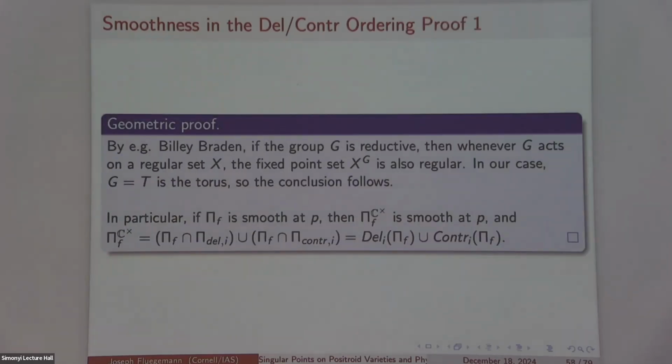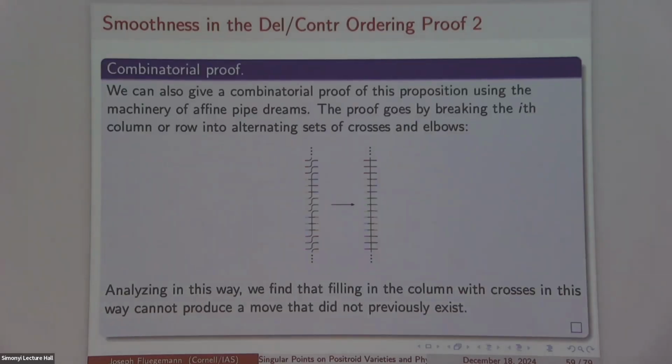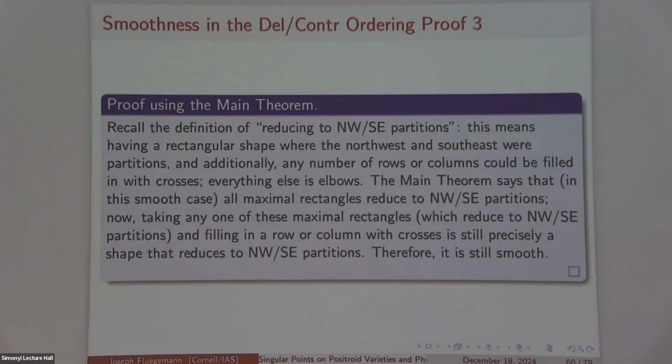There's a geometric proof in this paper by Billy and Braden. You can give a really long combinatorial proof that I wrote down that's several pages long, involving how you move these crosses. Or you can give a 2-sentence proof using the theorems that we just stated.